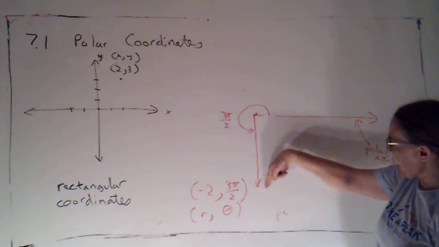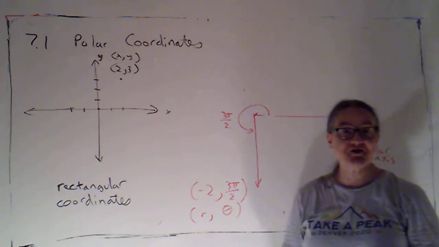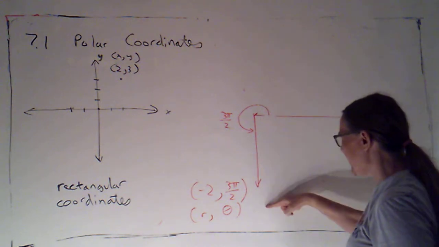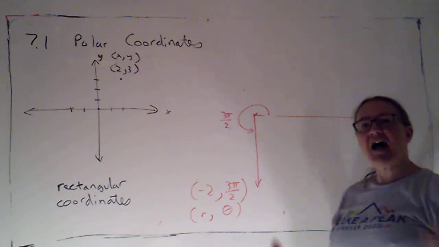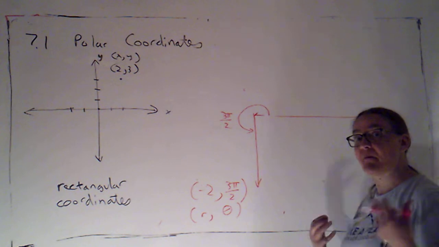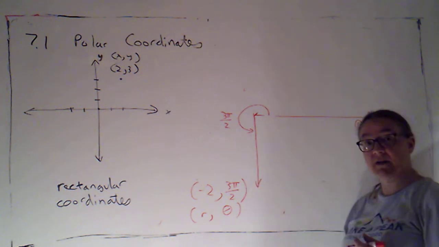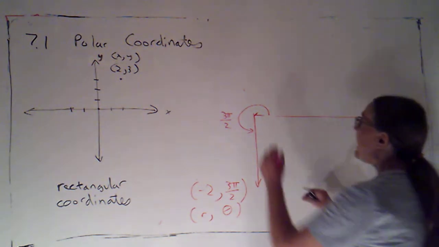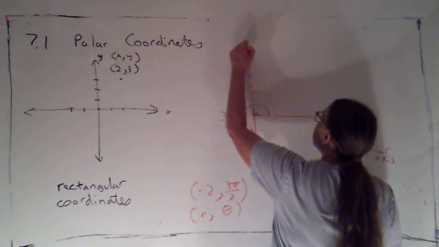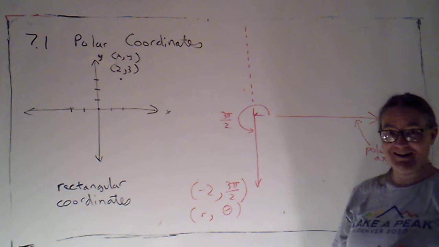So this ray determines the positive direction. Notice this feels a little bit weird because now the positive direction is down. The positive direction isn't set. The positive direction is always determined by what the angle is. Okay. And the negative direction is just the opposite direction.